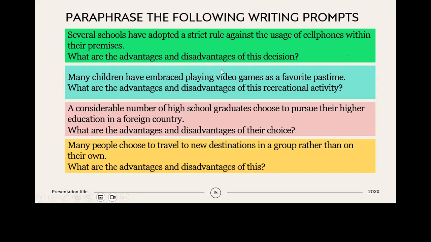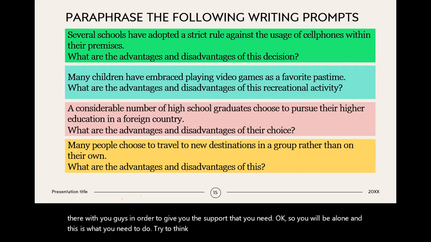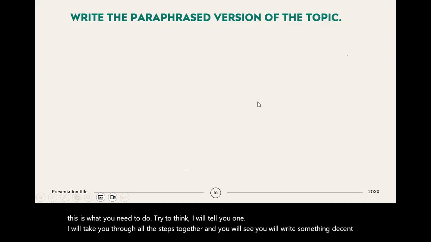Now what do you need to do? The next step, choose the topic that is very simple for you, or that you can talk about. Never use the internet to get information. Never. Don't ever do this. Because on the day of the exam, you won't have access to the internet, and I won't be there with you guys to give you the support that you need. Okay, so you will be alone. And this is what you need to do. Try to think. I will take you through all the steps together. And you will see, you will write something decent, something really good, and you will have a high score.